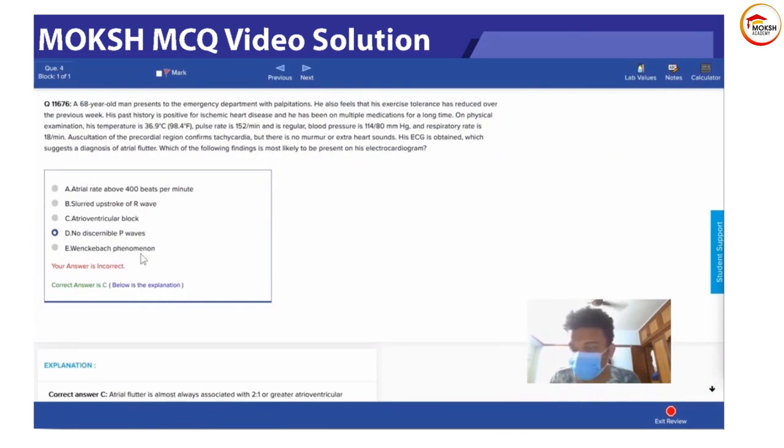Wenckebach phenomenon. You know what Wenckebach phenomenon is? Mobitz type 1 block. Atrioventricular block, as I said, that is the answer. No discernible P waves, that's fibrillation. Atrial rate above 400 beats per minute, that's fibrillation again, because till 400 there is flutter, 200 to 400.